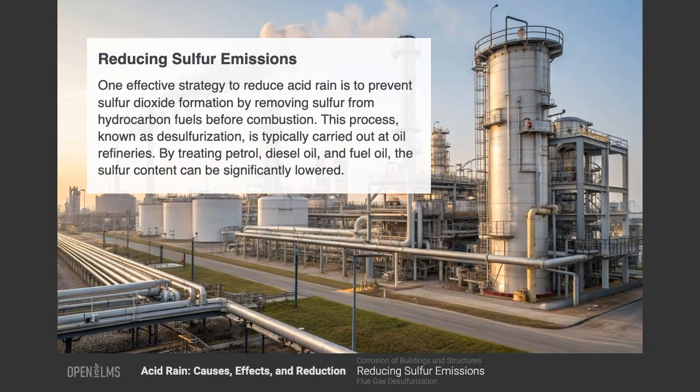Reducing sulfur emissions. One effective strategy to reduce acid rain is to prevent sulfur dioxide formation by removing sulfur from hydrocarbon fuels before combustion. This process, known as desulfurization, is typically carried out at oil refineries. By treating petrol, diesel oil, and fuel oil, the sulfur content can be significantly lowered.